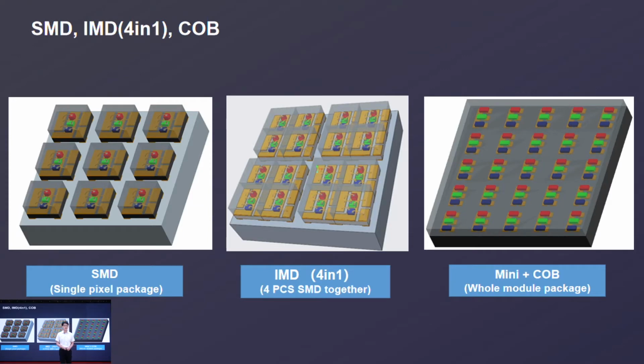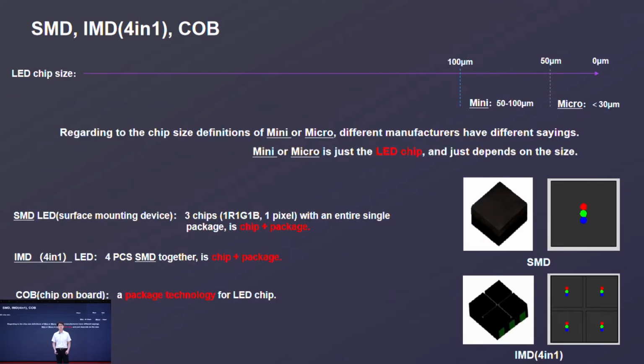Firstly, here are three pictures of SMD, IMD, and COB. It is easy to tell the differences: for SMD, each single pixel is packaged separately and individually. IMD actually integrates 4 pieces of SMD together, and COB is a brand new technology. It assembles the LED chips on the PCB board directly and uses a whole module package.